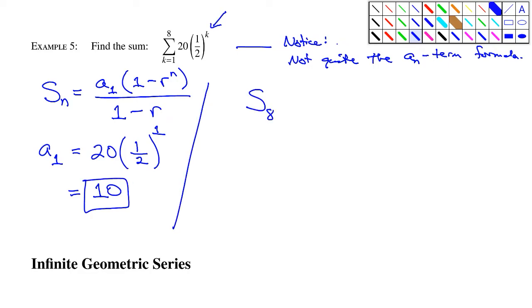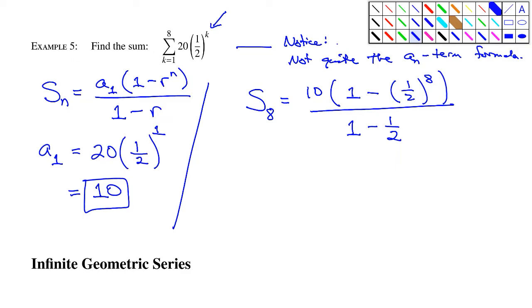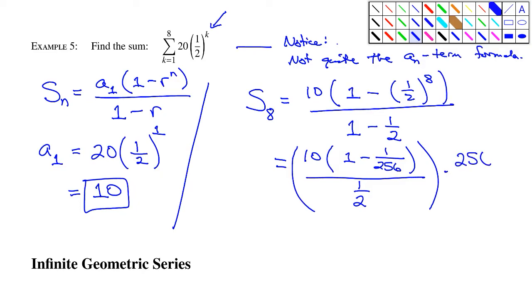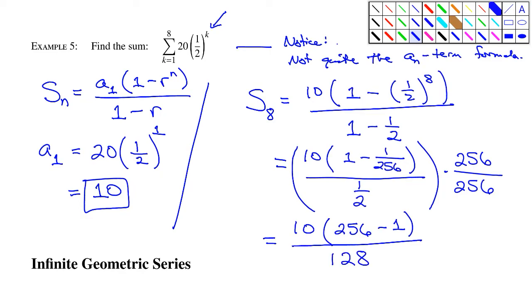So S sub 8 is equal to a sub 1, which is 10, times 1 minus 1/2 raised to the 8th power divided by 1 minus 1/2. This works out to be 10 times 1 minus 1 over 256 divided by 1/2. To simplify this, we can multiply by 256 over 256. And that's going to be 10 times 256 minus 1 over 128, which equals 1,275 over 64.